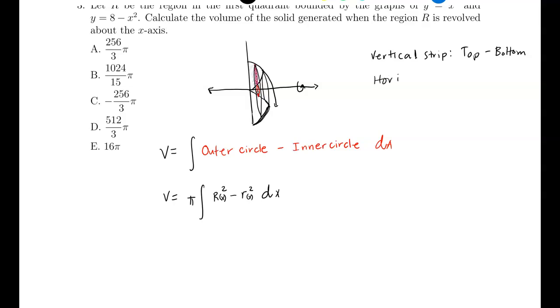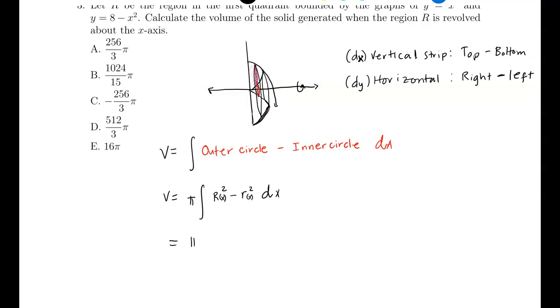If it is horizontal, it is right minus left. Vertical is with respect to x. Horizontal is with respect to y.